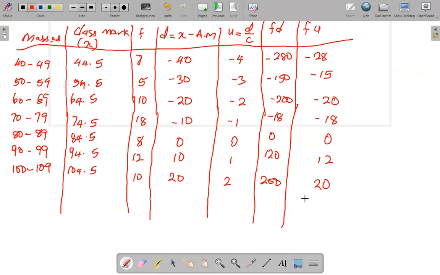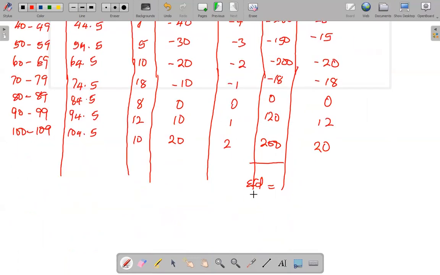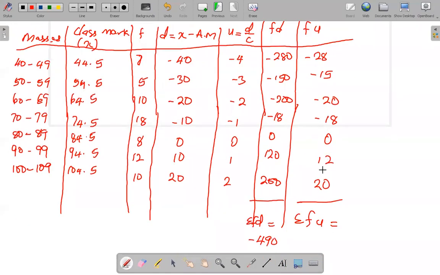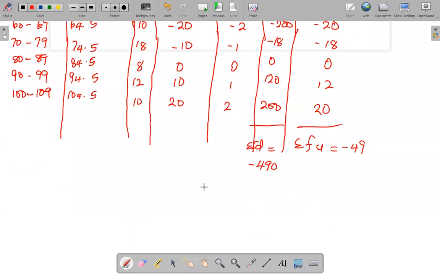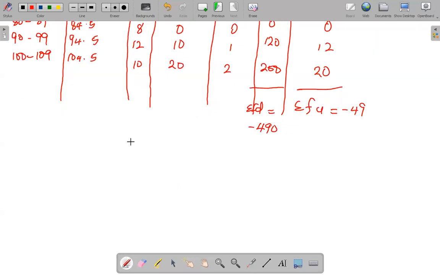Okay. The next thing we need to do is to get the summation FD. We need to add up this summation FD. When we add up all of this, we have negative 490. I also need to get summation FU. When we add all of these values here, we have negative 49. So with all of this now, we can calculate the arithmetic mean.